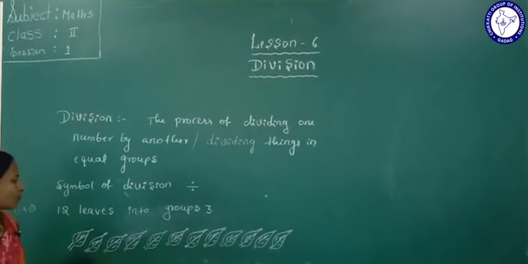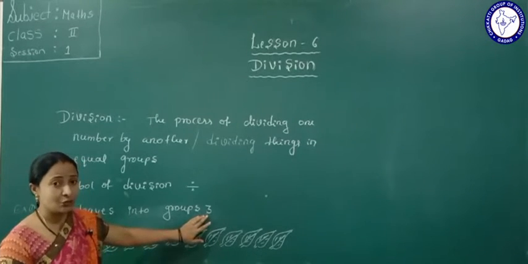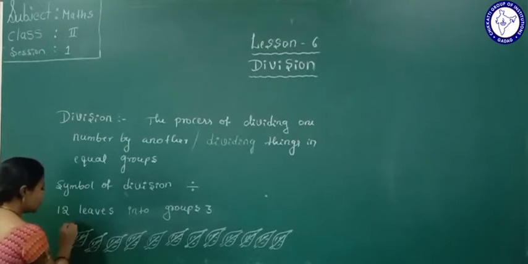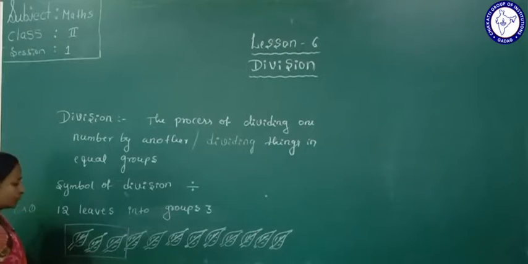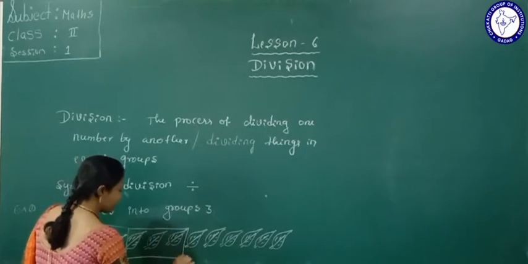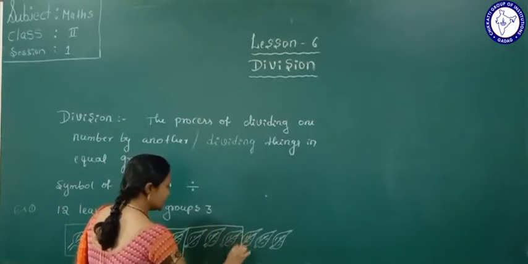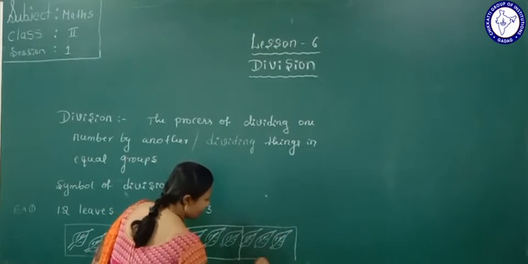Okay. So what will we do? We'll make groups, 3 leaves in one group. Here see, I'll put 3 leaves in one group. Yes, this is one group. Second 3 leaves we take as another group. And next again we take 3 leaves in one group, and the last 3 leaves in another group.